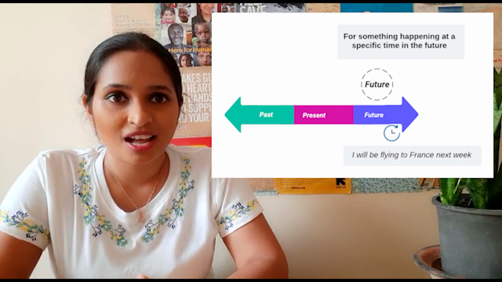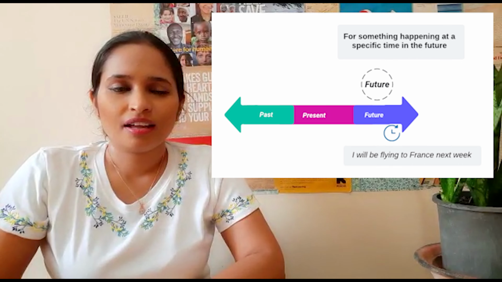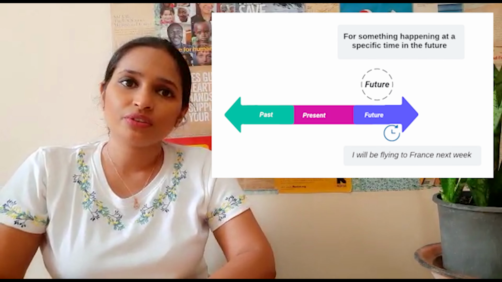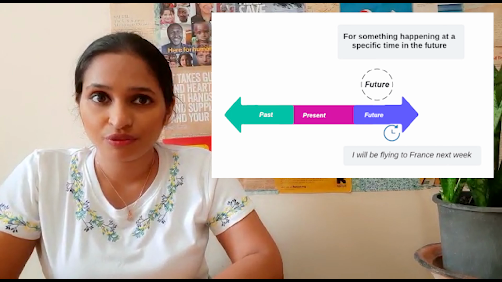For example, I will be flying to France next week. In this sentence, I want to emphasize what I will be doing at a specific time in the future. Right now, you might be wondering about the difference between the present continuous tense and the future continuous tense. We learned that the present continuous tense is used for future activities which are already planned.